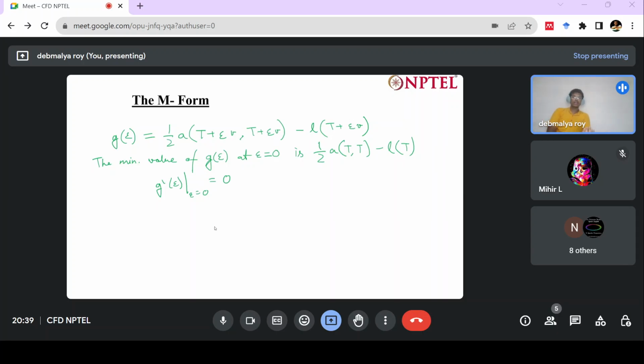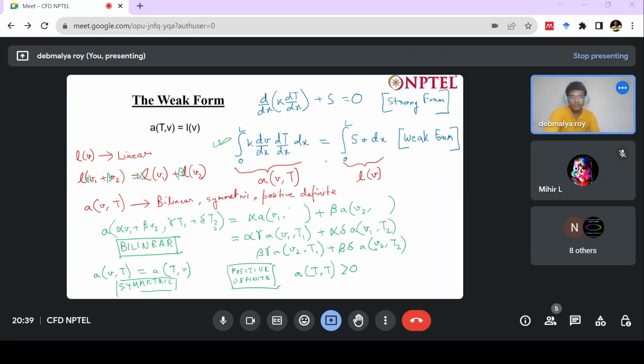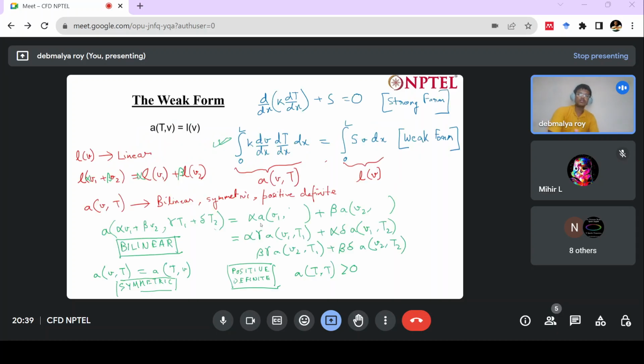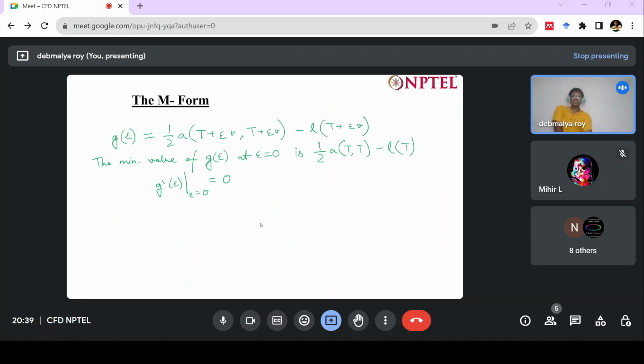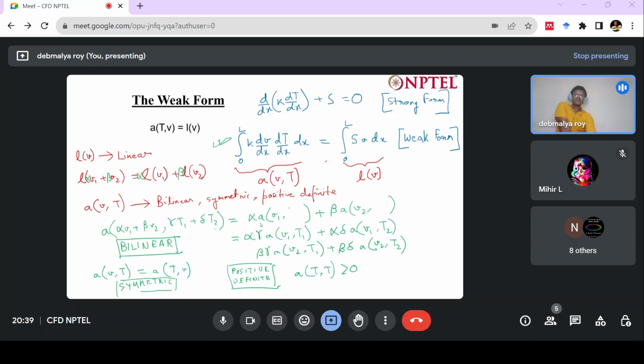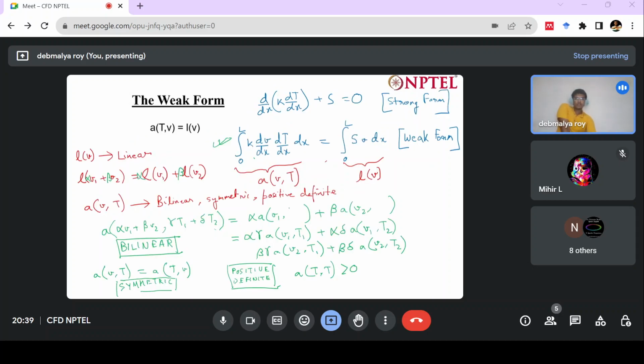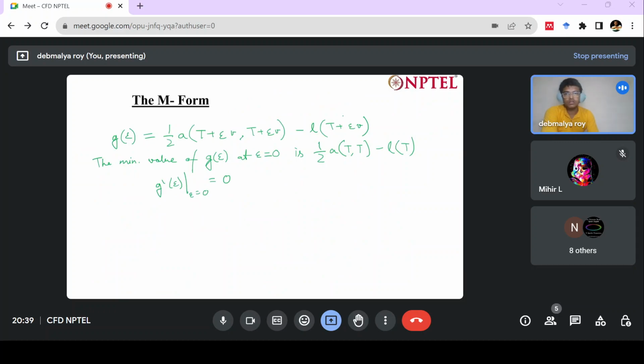We will see that we arrive at nothing but this form, the weak form. So this is basically another form of representing the same problem. So this weak form can be represented by this M form, and both of these are basically representations of the strong form. This is the main equation that we are trying to solve.